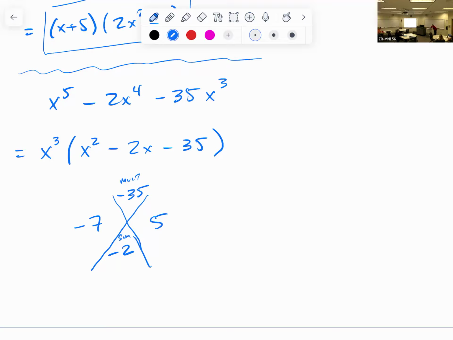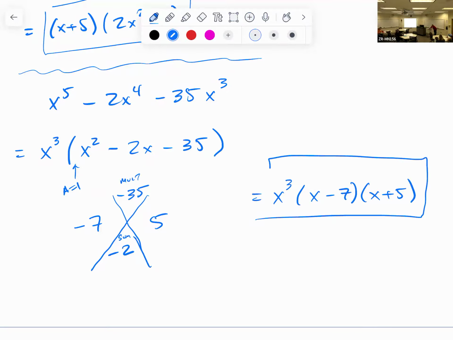This is the special case. Remember, when A equals 1, I can jump straight to the factors. This is my favorite type of diamond because it is just super fast. Once you identify the factors, those are the pieces of the polynomial.